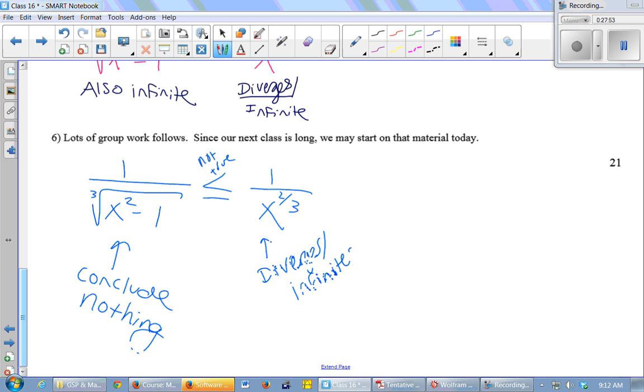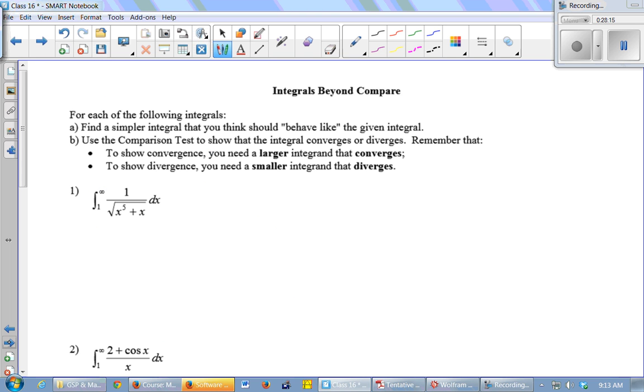Just like being larger than something finite means you can conclude nothing, because you could still be finite, just bigger, or you could be infinite. Being less than something infinite, you could still be infinite, or you could be finite. We don't know. Now these are different kinds of problems than you've ever done before. These are like little mini proofs. So really, you just have to get a lot of practice with them. So I'm going to let you get some now, and I will come around and help as needed.